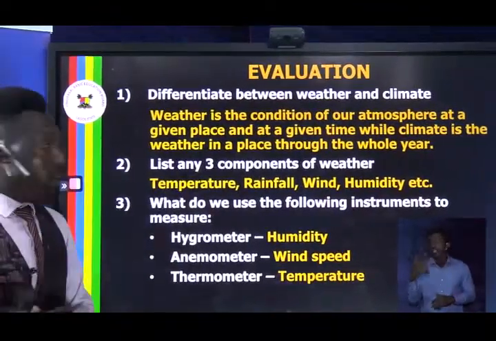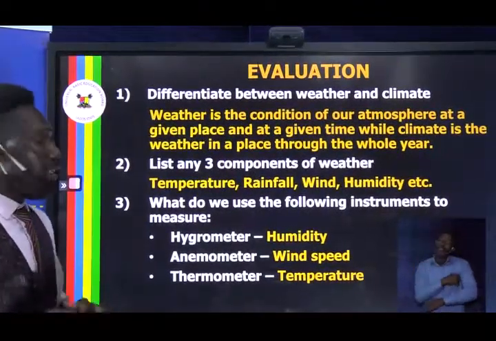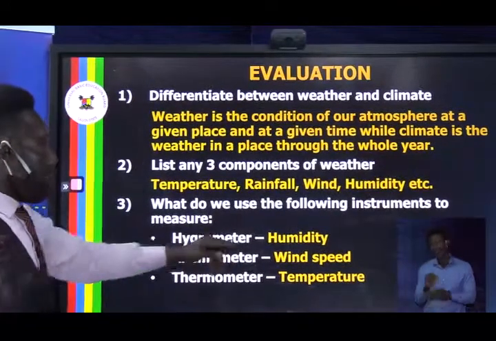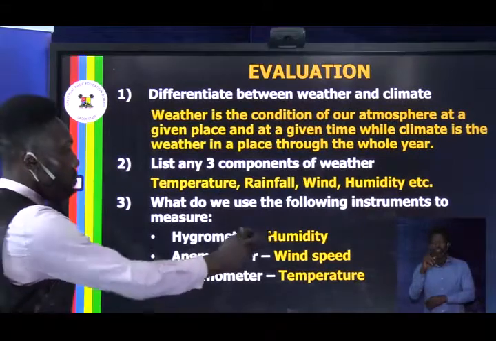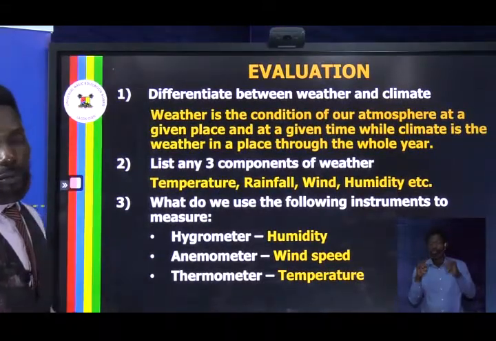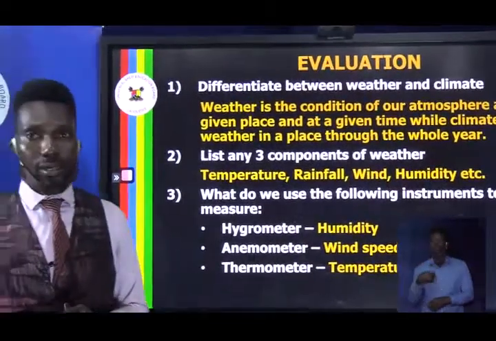List any three components of weather: the temperature, the rainfall, the wind, humidity, and so on. What do we use the following instruments to measure? Hygrometer, we use it to measure humidity. Anemometer, we use to measure the wind speed. And thermometer for temperature. We have come to the end of today's lesson.